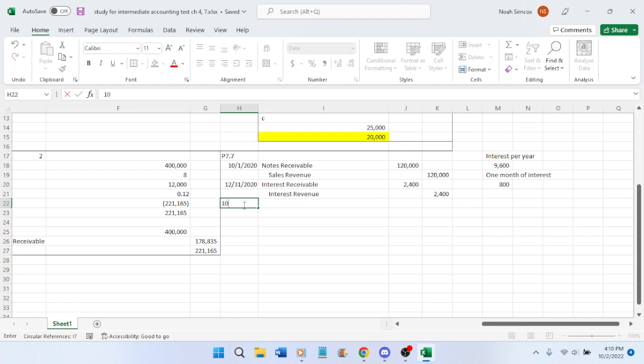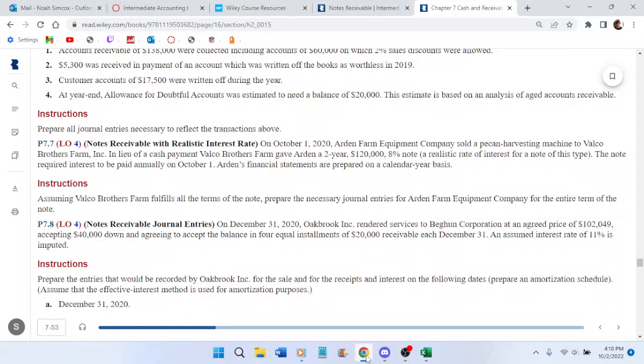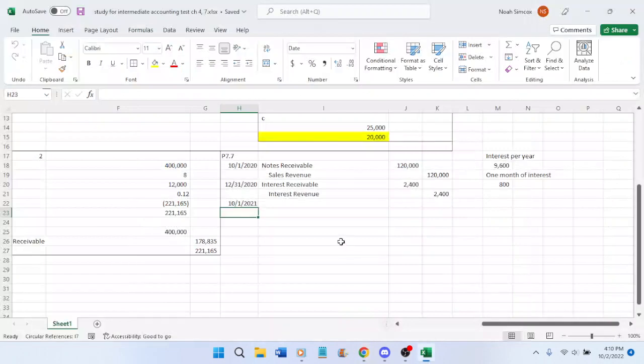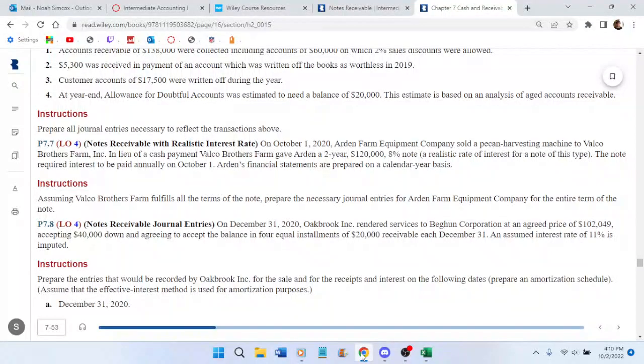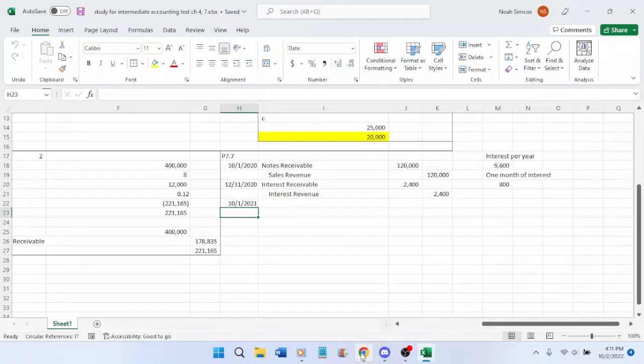October. It's 3 years. 1, 2, 3. No, it's 2 years of interest. It's 2 years.